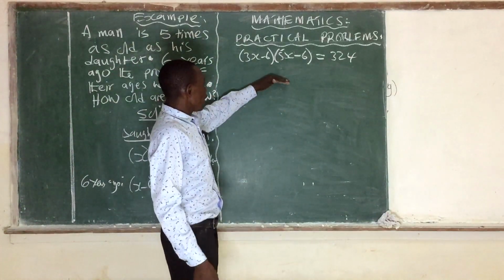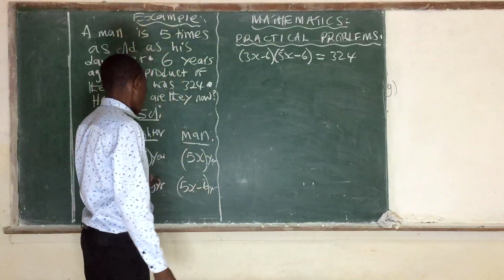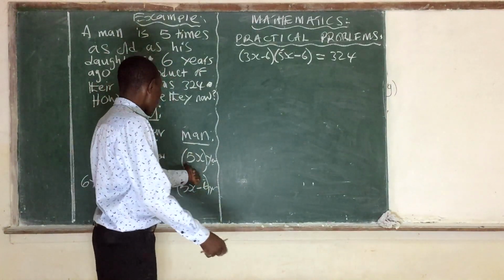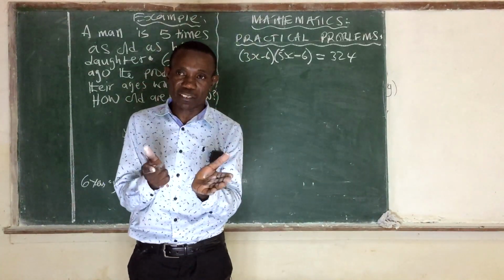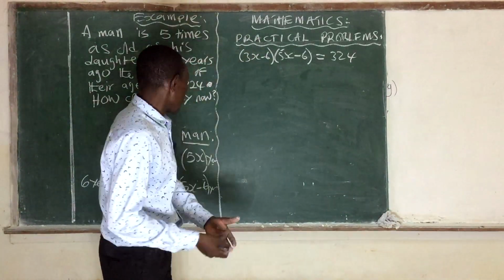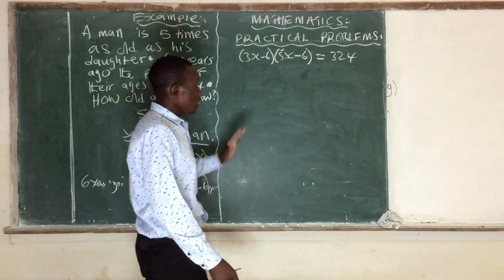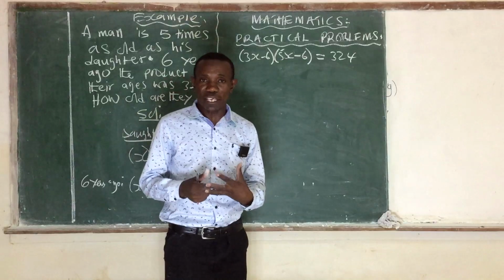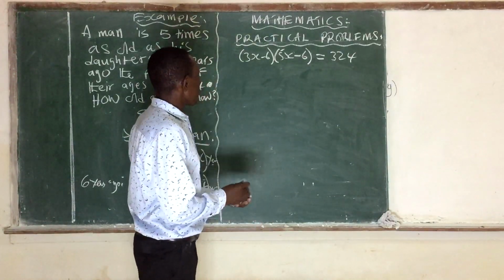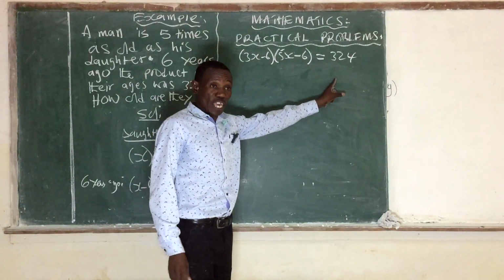So what we do here, since we know the age of the daughter is represented by x, then the man is 5x. So we just have to find the value of what? x. So the x we get will automatically be the age of the daughter. The x itself will also be multiplied by 5 to give us the age of what? Of the man. So now let's go on and try to solve this equation here.